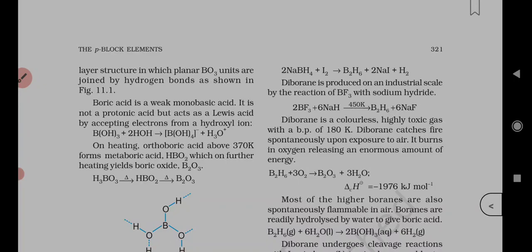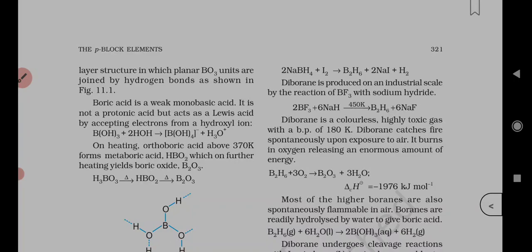Boranes are readily hydrolyzed by water to give boric acid. So if I want boric acid, I can hydrolyze B2H6 with water, and it will form B(OH)3 aqueous plus 6H2.